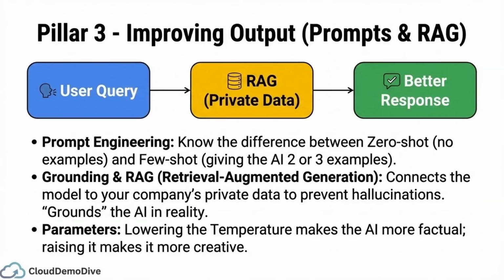Next one is how we can improve our output using prompts or using retrieval augmented generation, RAG. These are the two things which will make our AI smarter. Prompt engineering is nothing but how you provide your instructions to the LLMs, by zero-shot examples or few-shot examples. There are different ways of prompt engineering, so you have to have this basic understanding to clear this examination.